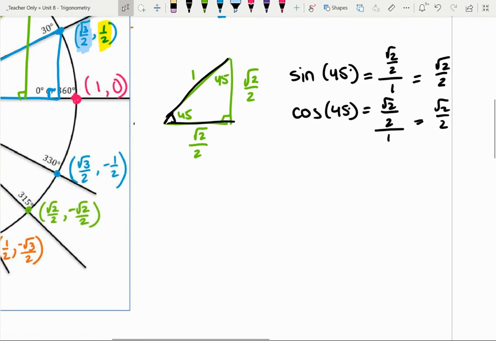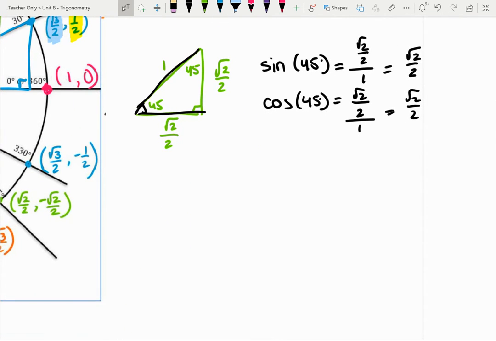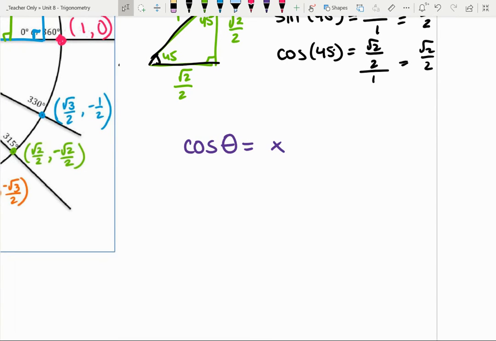And what that relationship is, according to the unit circle, those coordinate points that we identified previously tell us that the cosine of a value is equal to the x coordinate. So the cosine of any angle theta is equal to the x coordinate, and the sine of any angle theta is equal to the y coordinate.